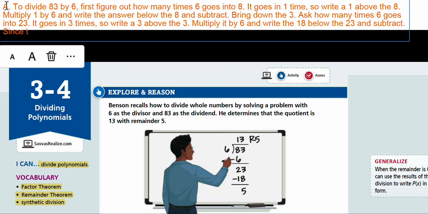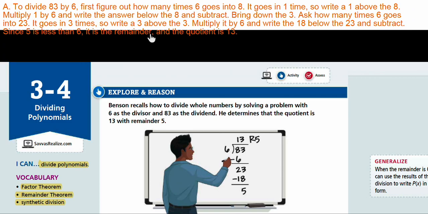Since 5 is less than 6, it is the remainder. And the quotient is 13. Okay, good.